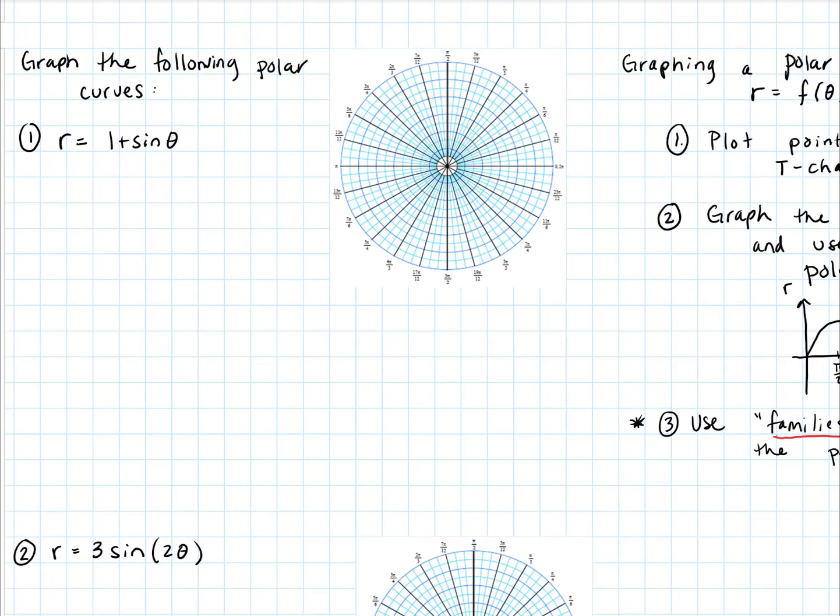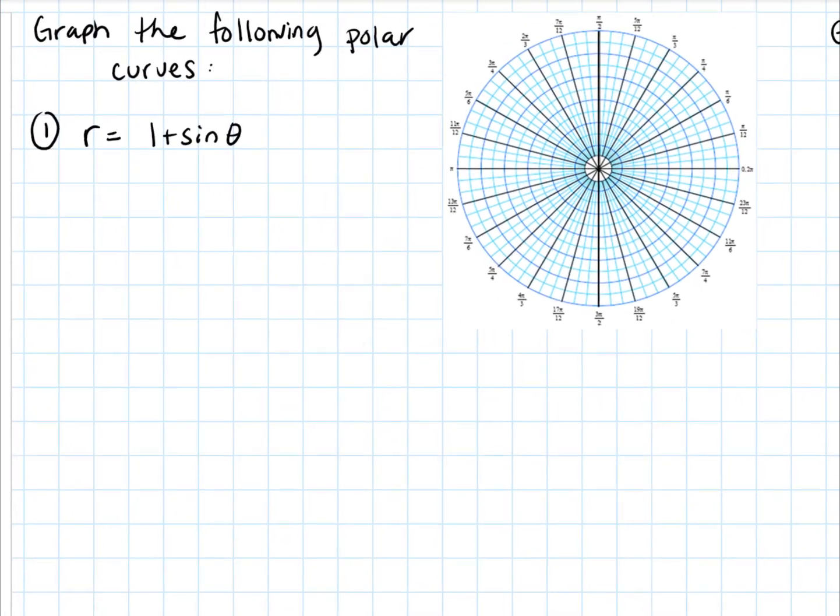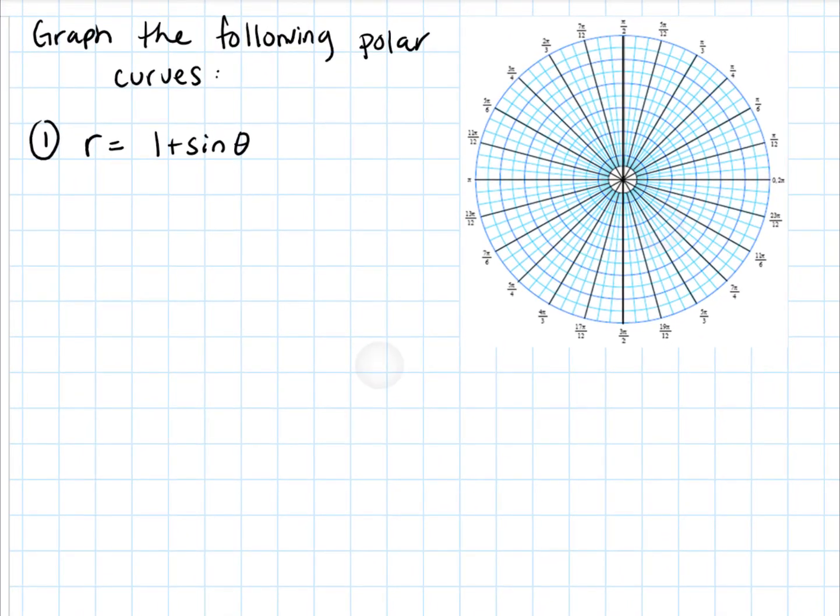If we wanted to graph r equals 1 plus the sine of theta, and we want to graph that polar curve, what does that look like? How does that get traced out in the polar coordinate system? And so what we could do here is we could plot points, or we could graph the theta versus r curve. So I'm going to go with that first. I'm a very visual person, so I'm going to go with that first. I'm going to say, okay, so I know what the sine curve looks like.